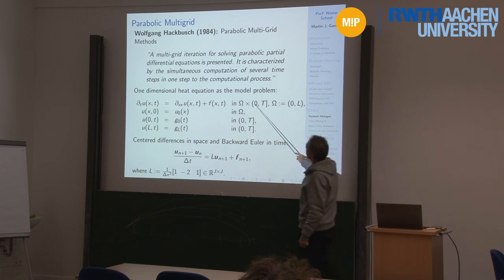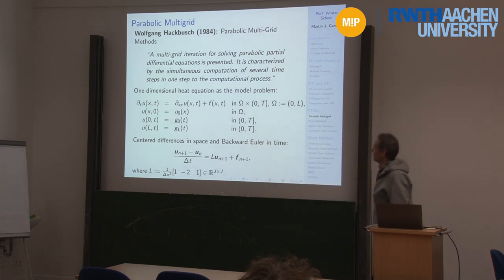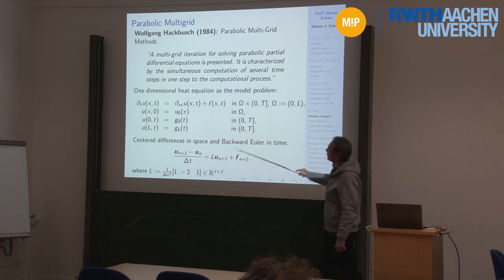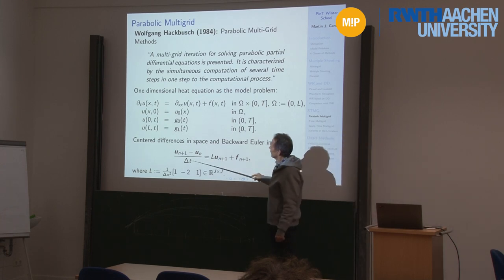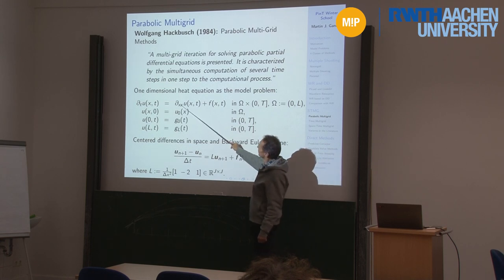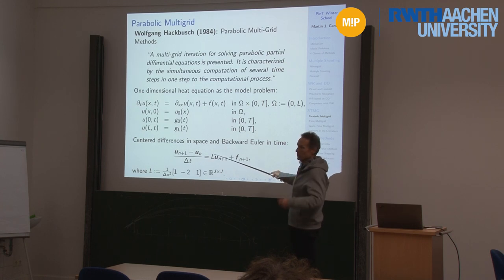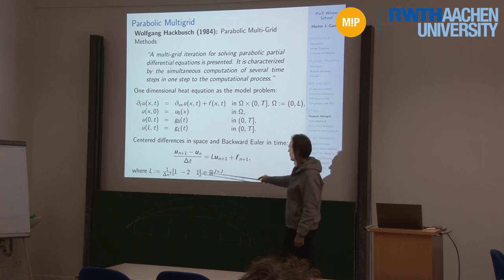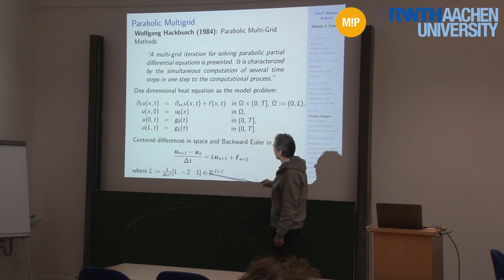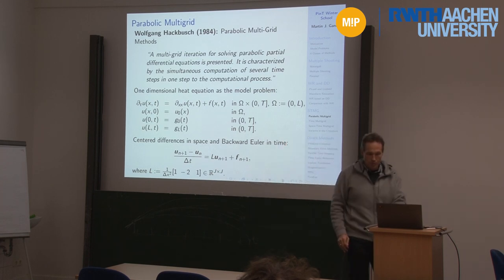So if I write his method for a heat equation, this is again our nail between two ice cubes. We do a discretization with a backward Euler scheme. So we discretize with backward Euler. We also discretize in space the Laplace operator in one dimension. This is just the -2, 1, 1 matrix we've seen earlier. So it's the matrix I just recall here. Then what is this process that Hackbusch does?